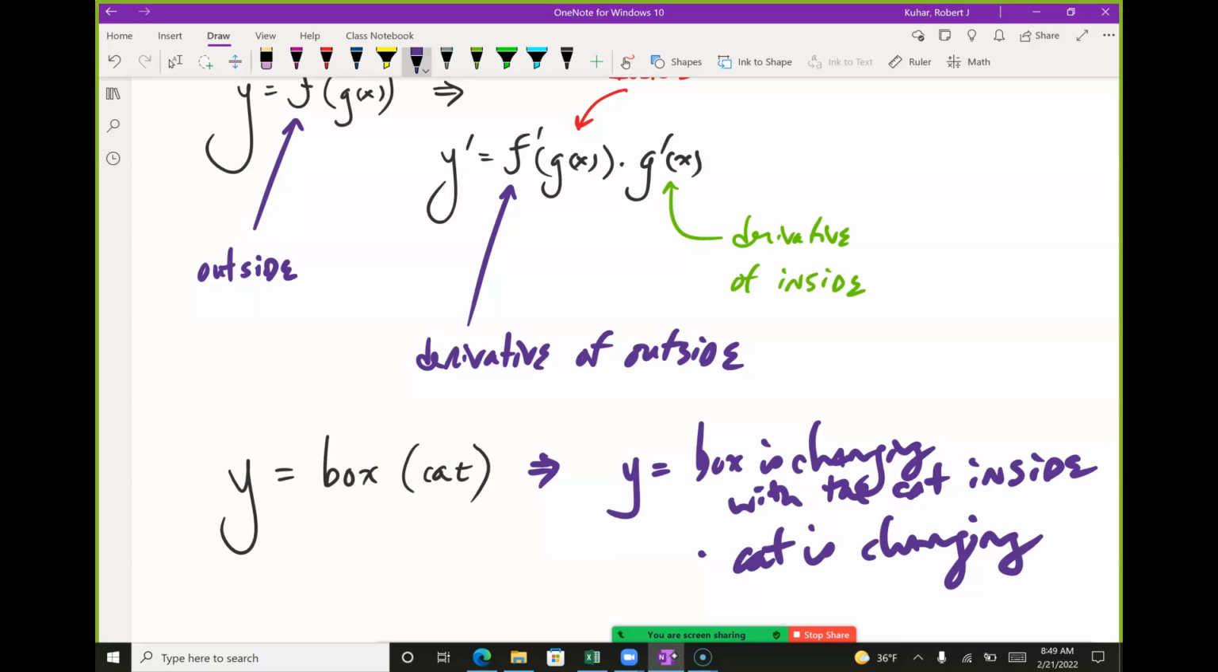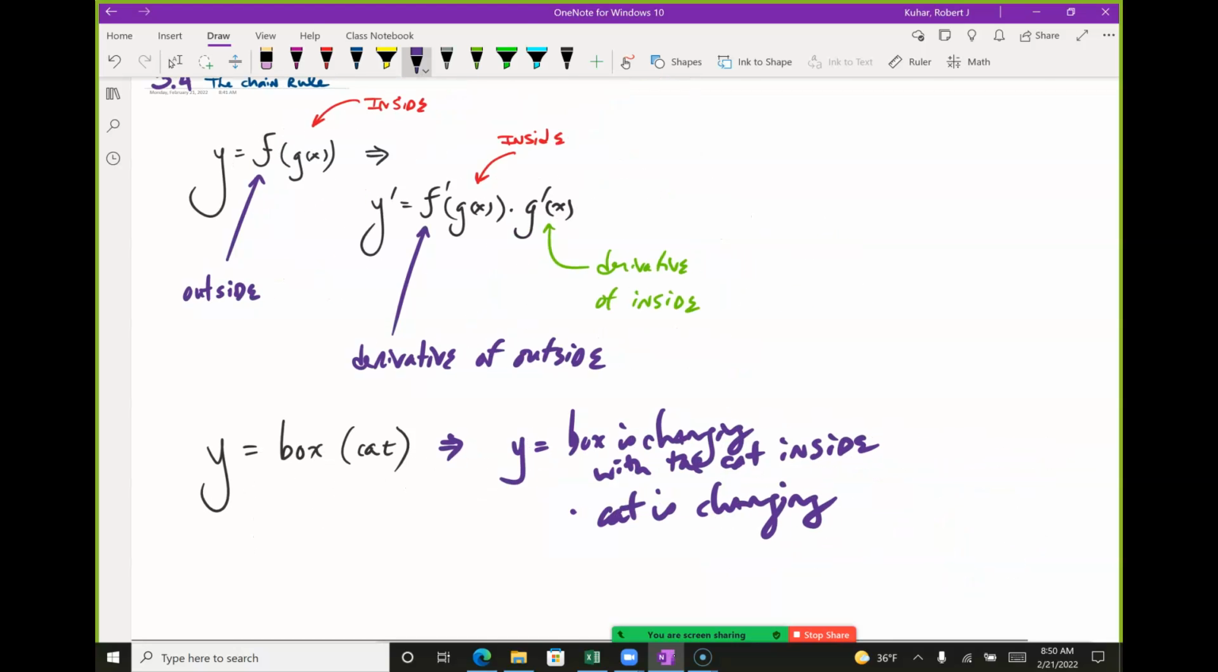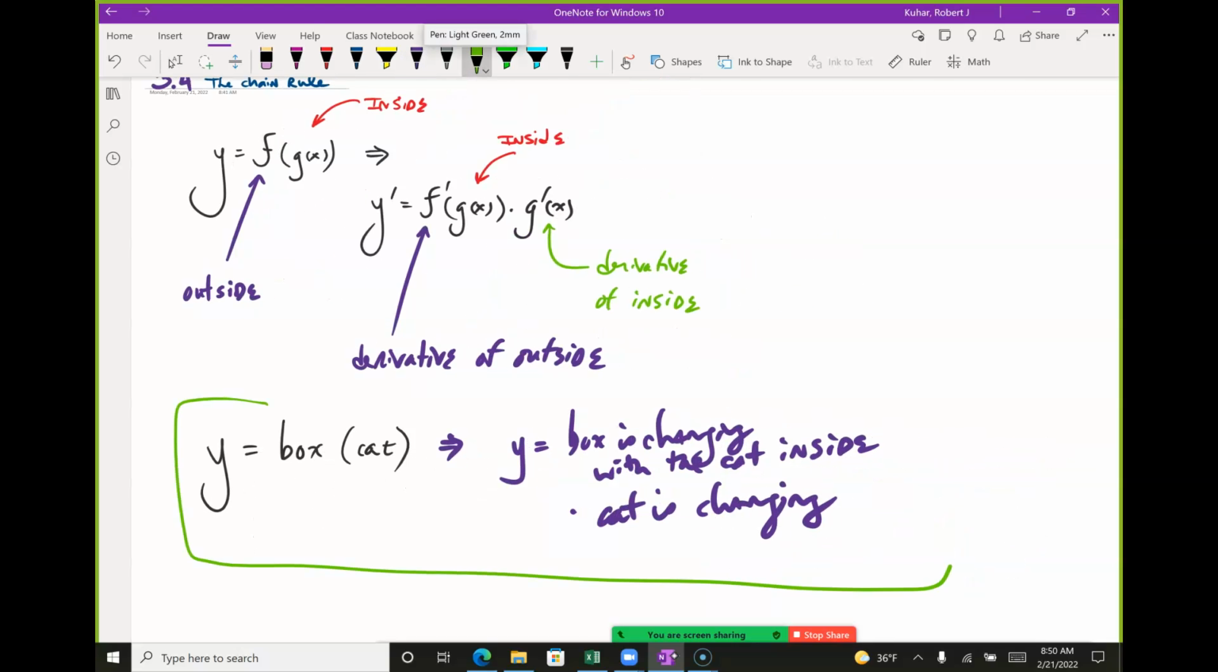So the key is that you think about what's inside of the original box and you keep it in there, right? But it then could contribute to how the thing is changing itself, right? So there's that multiplied by the change of the inside function, right? So that's a little bit strange, but I'm trying just to give some insight into how I should think about this, okay?